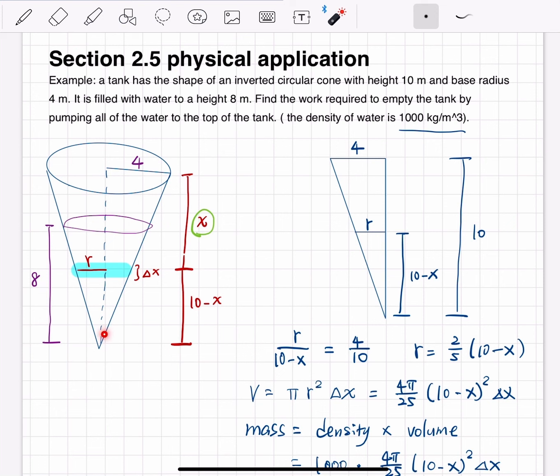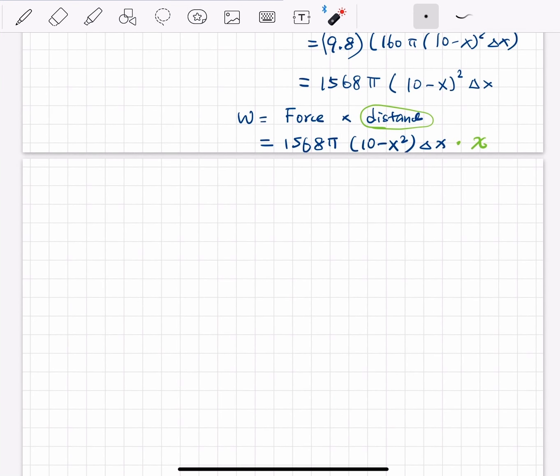Now we need to do the same thing for every single one of them, but this is the general form. So we're going to do the same thing for each slice and add up all the force. That is the total force. So the total work is going to be the summation of all, so it's going to be integrating from 2 to 10.